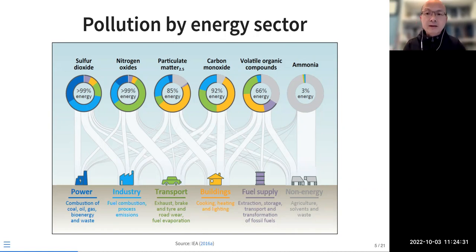So if we talk about particular air pollutants, we can discuss where we should focus and what we can do. And this kind of flow chart, just like the energy flow chart, now this is the pollution flow chart, can help us understand where the problems are.